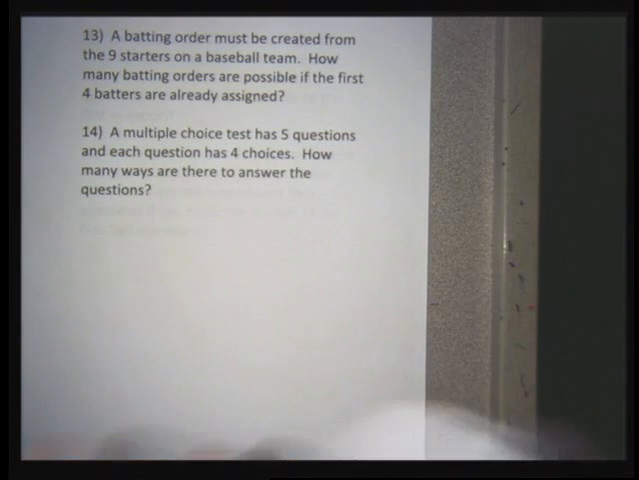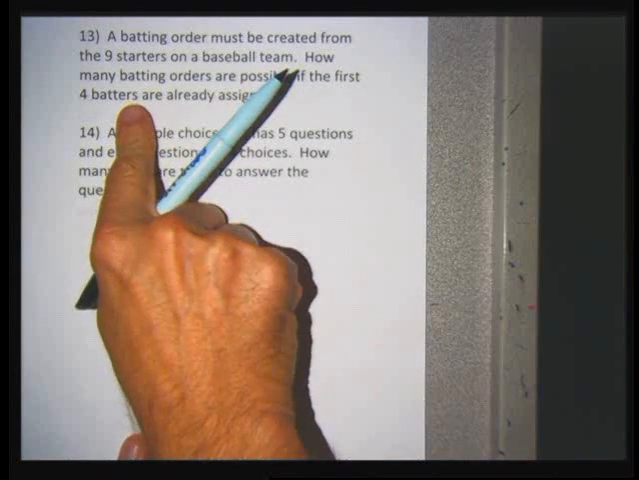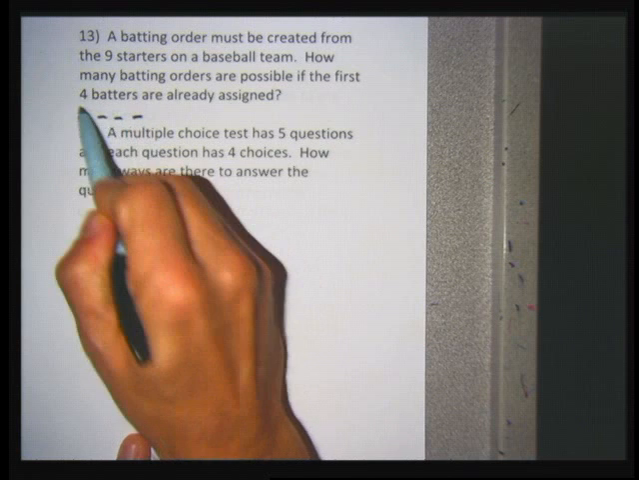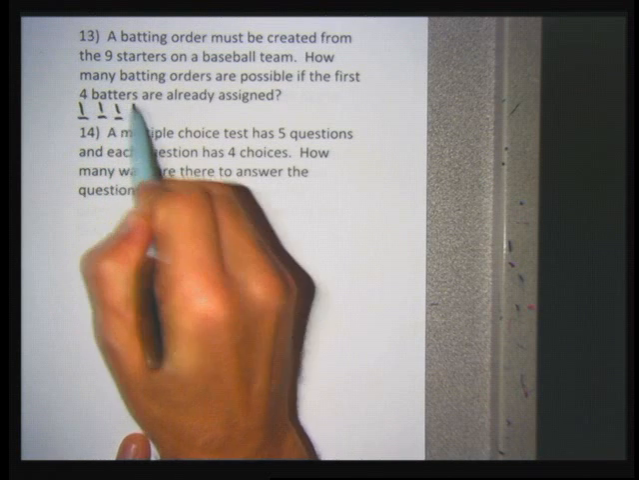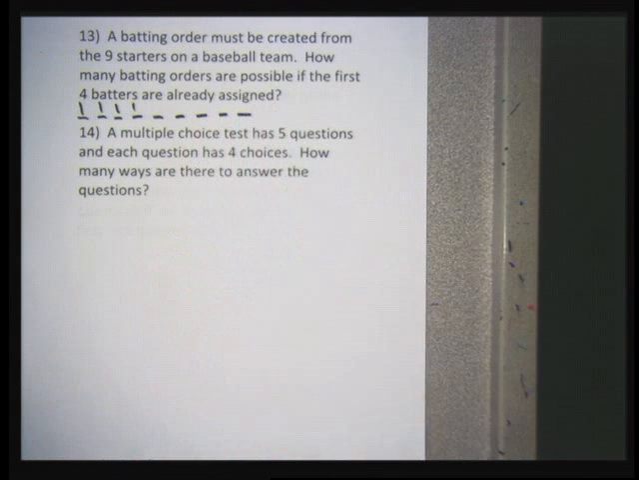So, you have another batting order problem, and your first 4 batters are already assigned, so in your first 4 positions, there's only 1 choice. And then in your last 5 positions, the 5 batters that are left can go in any order.